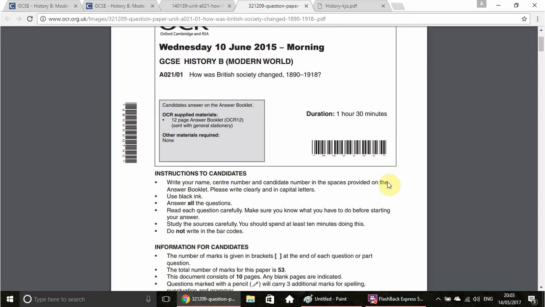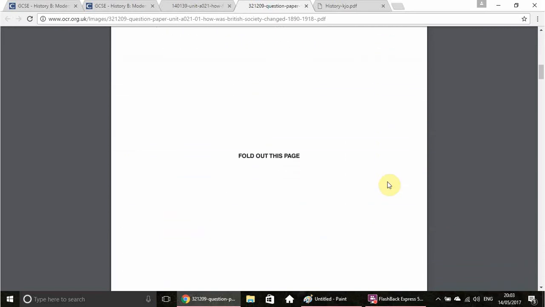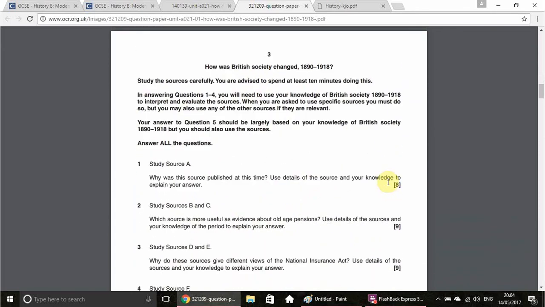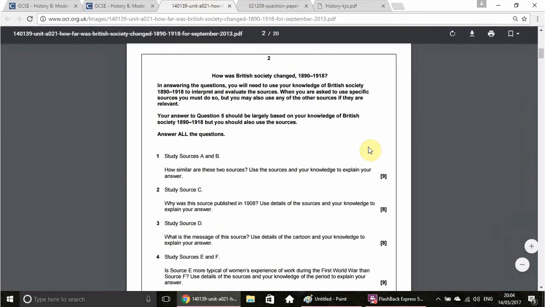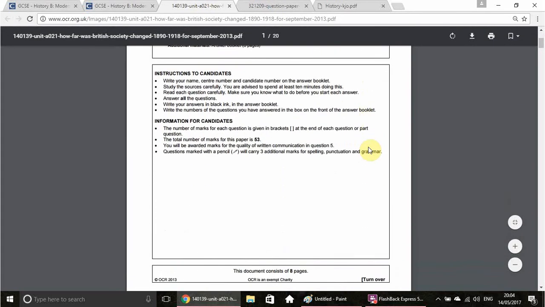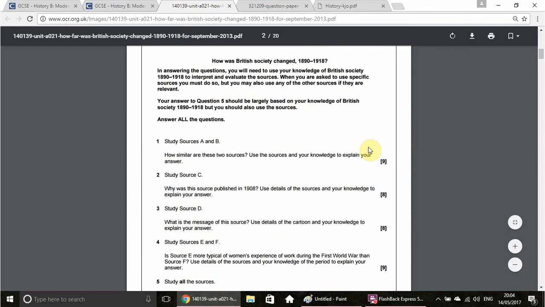This is the exam paper that has a flap. So when you get the booklet, you're going to need to open the flap. It will say fold out this page, and then you'll be able to read the questions on page 3. Okay, in this example, we're going to use the specimen paper, which was released before the exam started to be examined, because there's only 2 past papers and we've looked at them both in lesson.